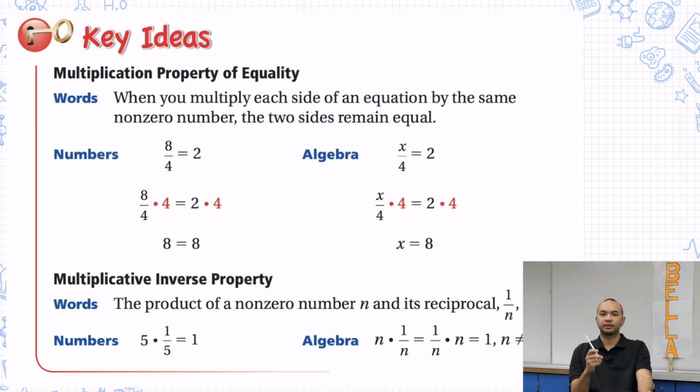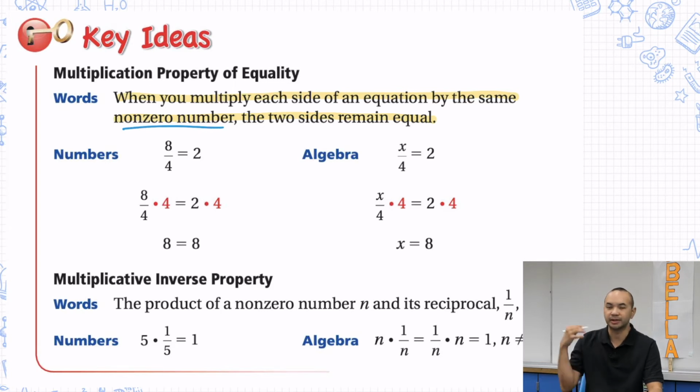So we already learned from the last class that if you add one thing to both sides of an equation, the equation stays true. If you subtract the same thing from both sides of an equation, the equation stays true. So same idea with these two properties. So the multiplication property of equality states when you multiply each side of an equation by the same non-zero number, the two sides remain equal. So this is the key difference here.